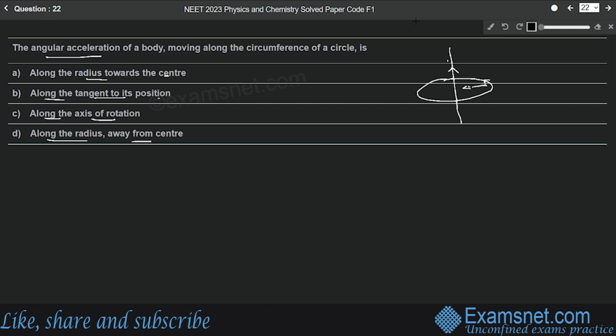Second option is along the tangent. This is also incorrect. Third one is along the axis. Yes, this is correct, because it is always perpendicular to the plane. And the last one is also incorrect. It is not along the radius. So option C is the correct answer.